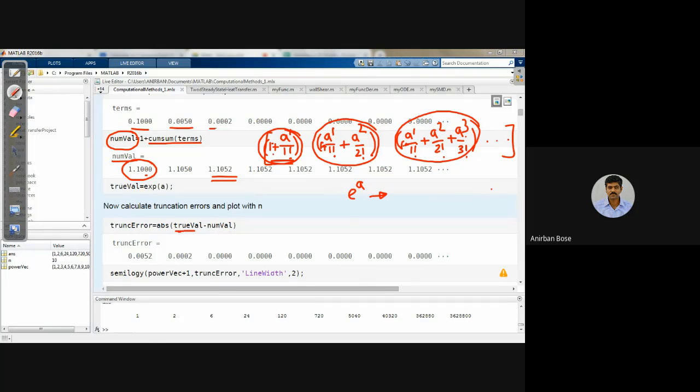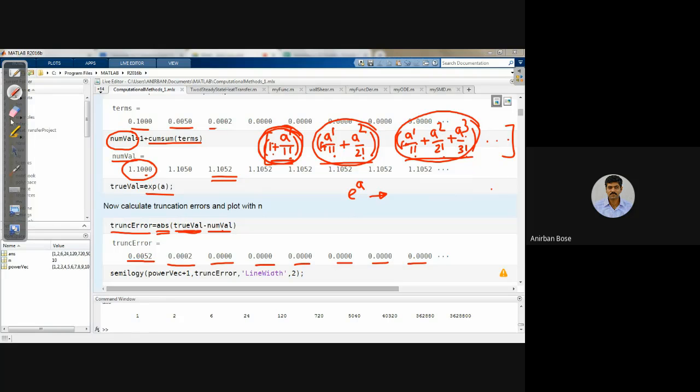The true value, remember, is a scalar quantity, that is e to the power a. If you subtract this numerical value from the true value and take the absolute value, meaning positive or negative does not matter, then you will get the truncation error. You observe that if you consider up to this much only, the truncation error is this. If you consider up to this much, the truncation error will be this. If you consider more terms, the truncation error will gradually decrease.